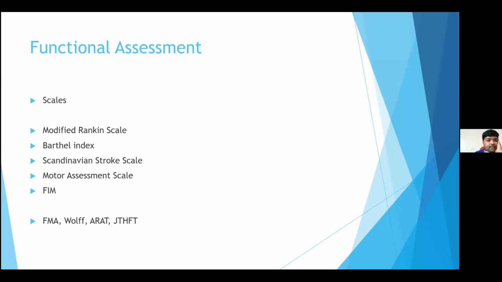And scales are very important in any neurological conditions. And in stroke, we look at the modified Rankin scale, Barthel index, the Scandinavian stroke scale, motor assessment scale, and FIM. These are commonly used. And esoteric scales for hand function are the Fugl-Meyer assessment, the Wolf motor function test, Action Research Arm Test, and Jebsen-Taylor hand function test, which require a few devices, or which are commonly available, but not very feasible in routine practice. But the above scales which are mentioned there, they are more easily done.